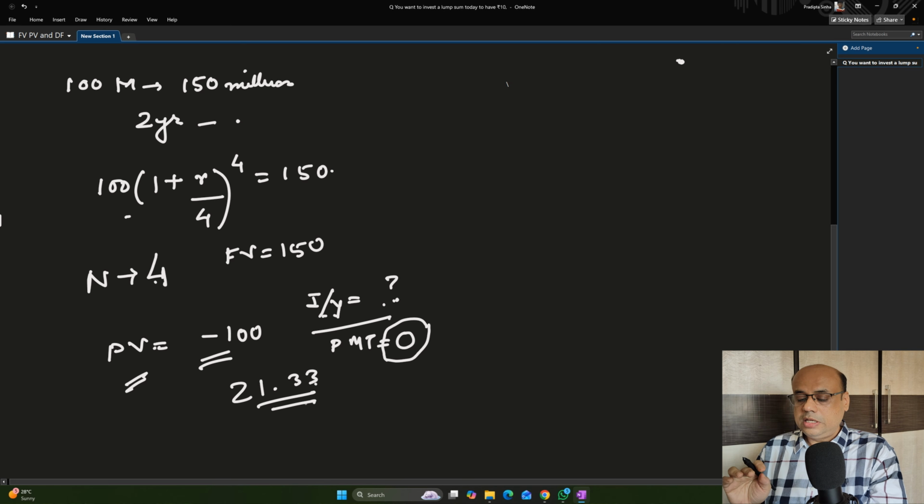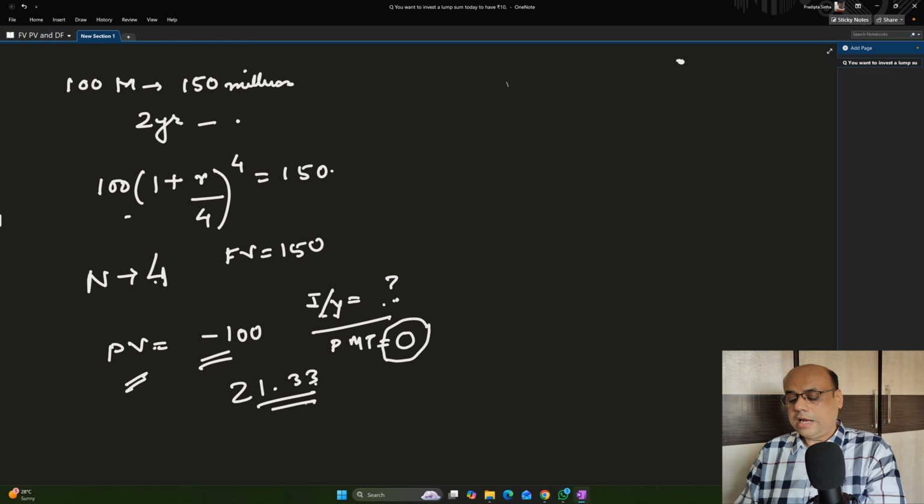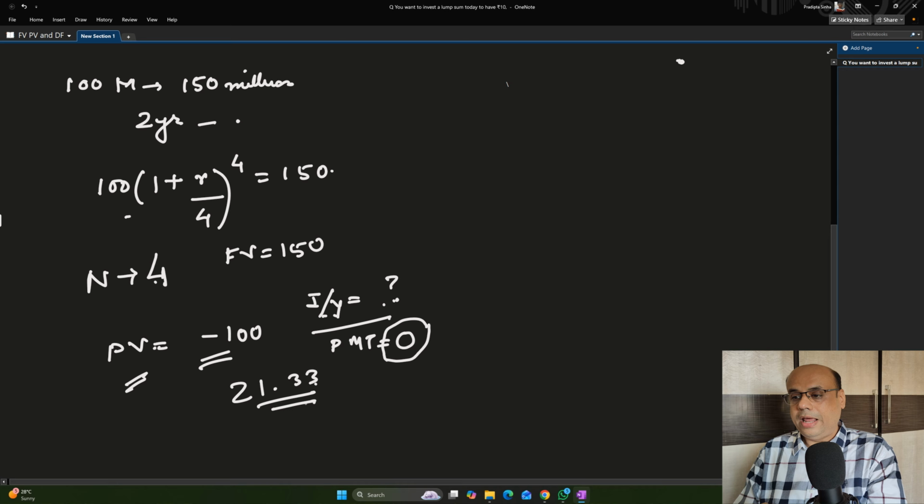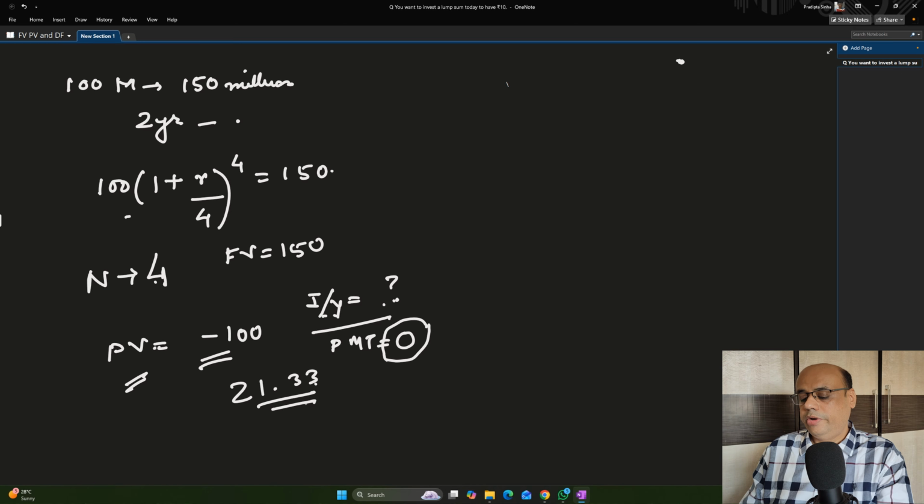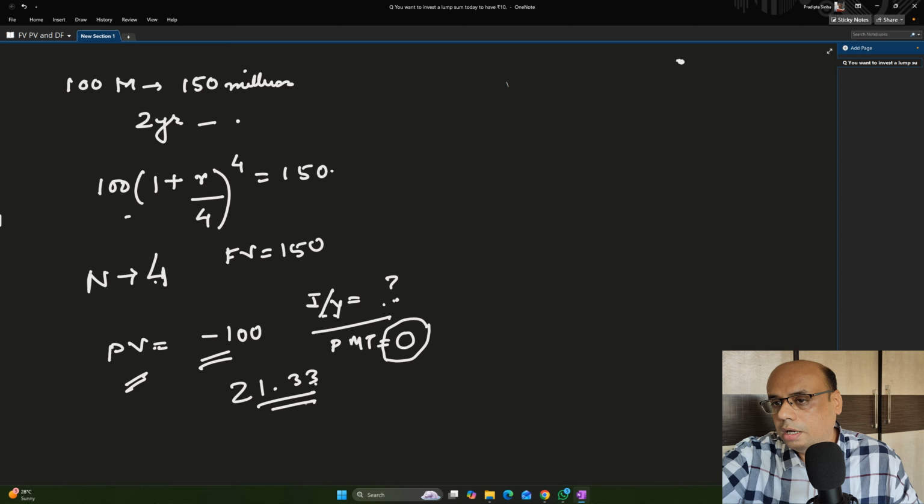So the way to solve this, I'm just reiterating: first we do second, clear TVM, and then first type 4, then press n, then type minus 100 and press PV, then 0 and press PMT, then 150 and press FV, and then press compute, which is at the left top, and then press I by Y. So you will get 21.33. This is how you calculate these interest rates using the calculator.